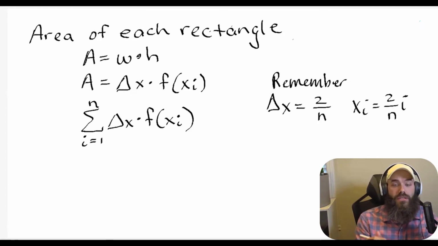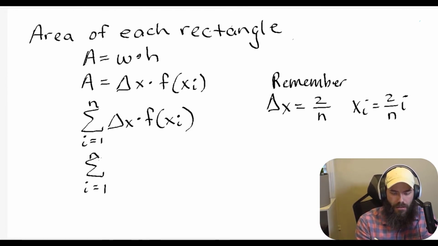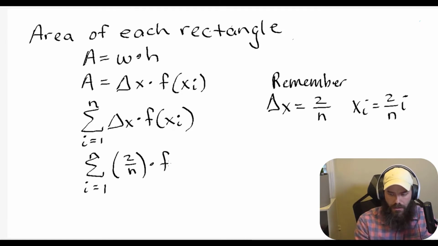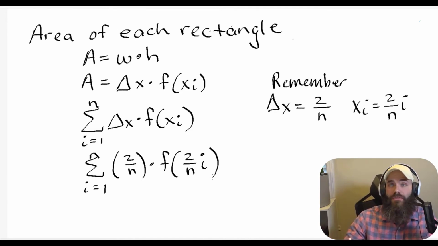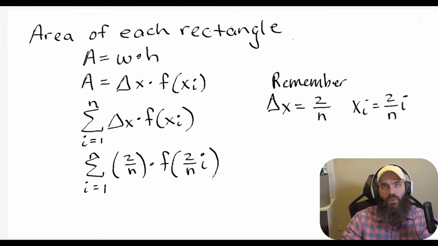So let's plug those into our summation that we have, and we'll get this. There we go. So we have the sum from 1 to n of 2 over n times the function at each of those right endpoints, which is 2 over n times i, right? So if i is 1, we're looking at the first right endpoint. If i is 2, we're looking at the second. If i is 3, we're looking at the third, and so on. Okay, so remember your function is 5 minus x squared.